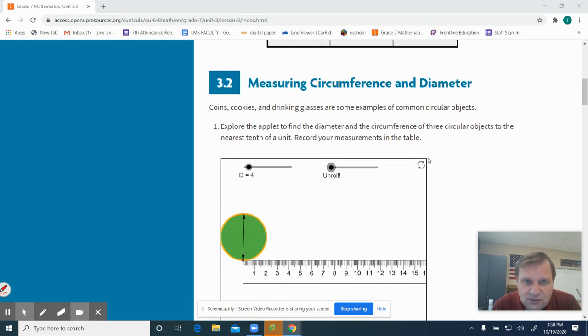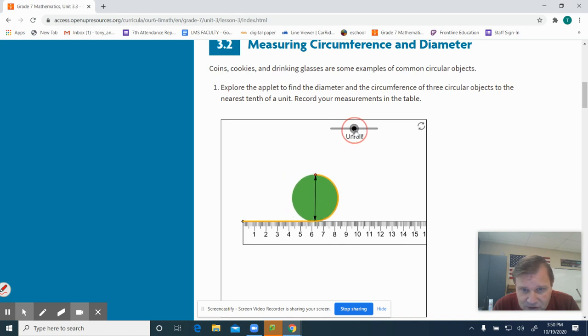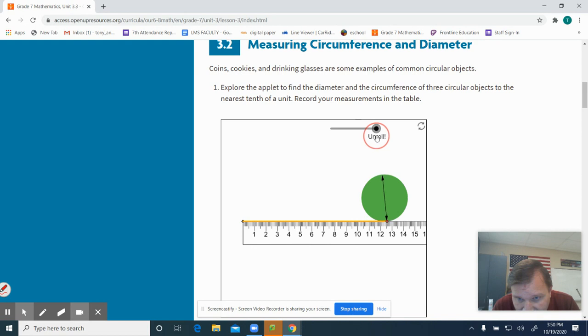In 3.2, you're measuring circles, okay? And I put this applet in your form for you to look at, and it says that you need to find out what the circumference is. Now, the circumference is that distance around the circle. So I set this circle here for 4 units, okay? And you see that it is right here at the end, and if I click unroll, it's going to show me how far around this one is.